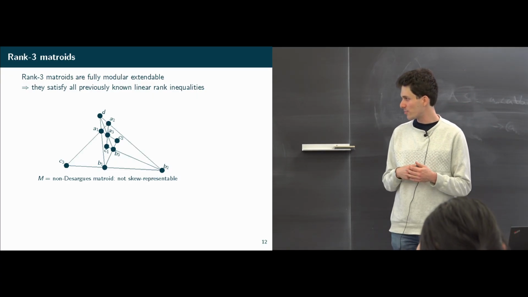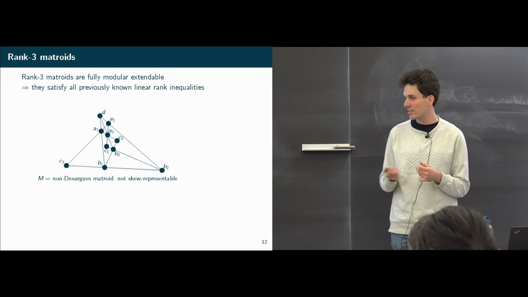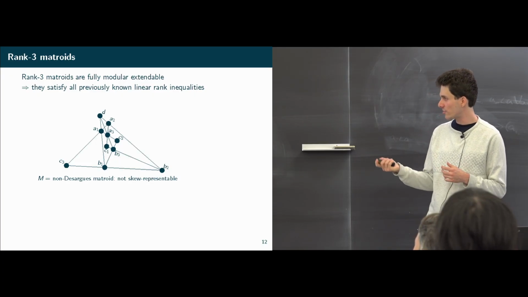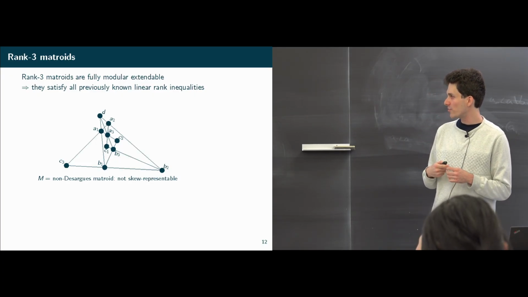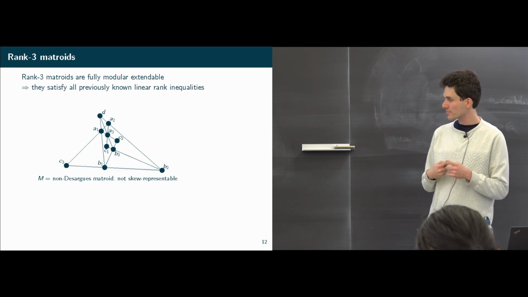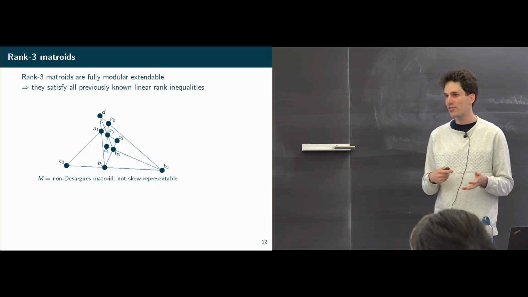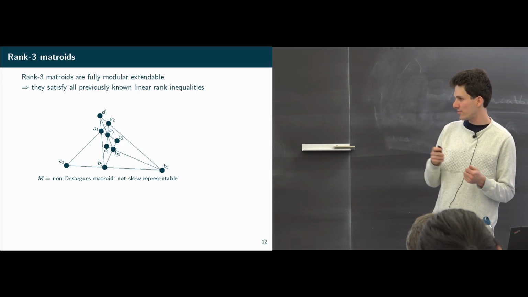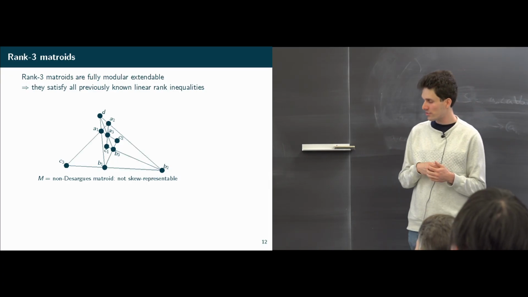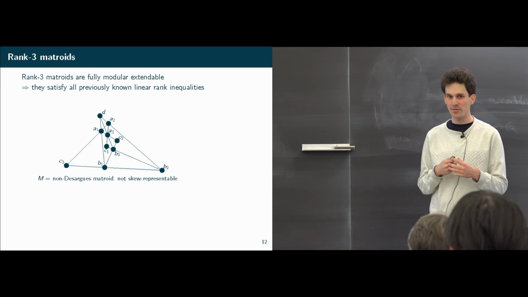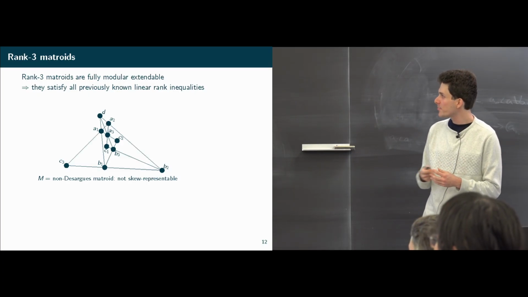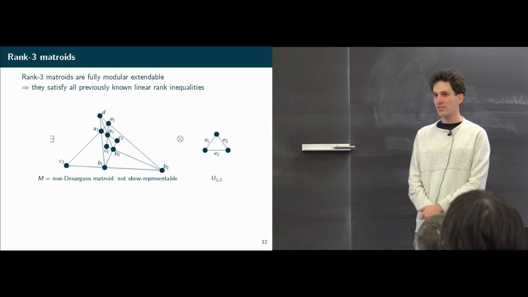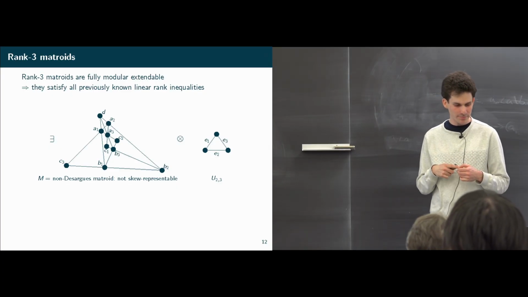A famous not skew-representable one is the non-Desargues matroid, where we have the Desargues configuration and just remove one line. So by our main result, we know that in the sequence of tensor products, it will stop at some point. So there is no infinite sequence when multiplying with U2,3. So we started to check this sequence.